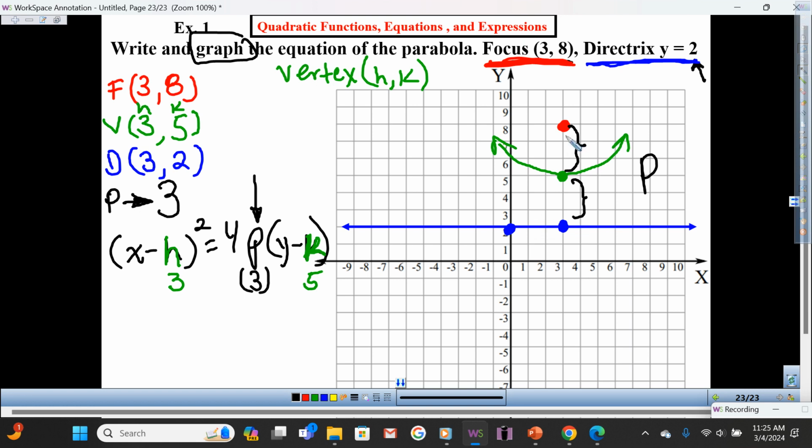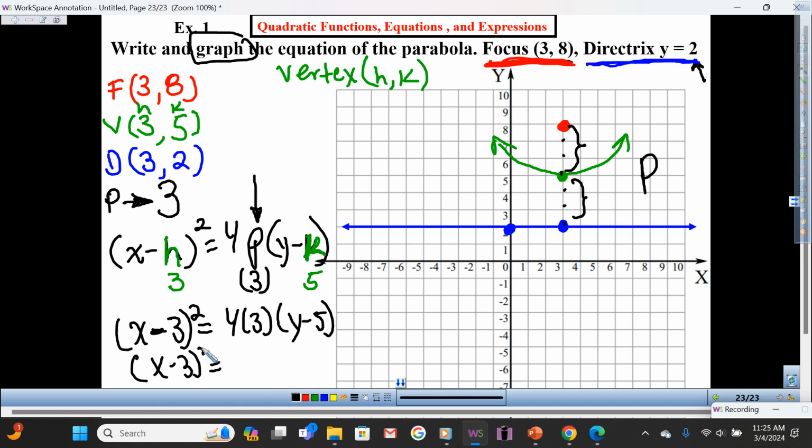Once again, if you didn't see it, it's 1, 2, 3. Is that the same distance here? 1, 2, 3. Yes, that's what we consider P. Therefore, now that we have all values, let's bring everything else down. Let's see. X minus 3 squared, 4 times 3 times y minus 5. So my new equation for this parabola is x minus 3 squared equals 12(y minus 5).